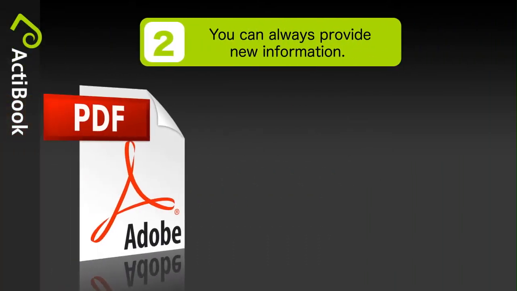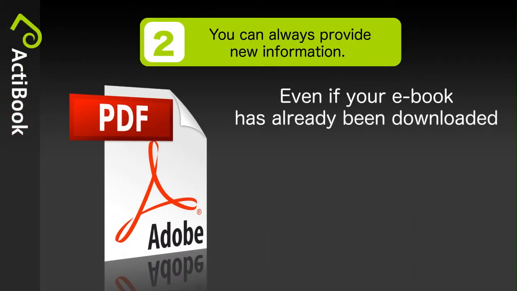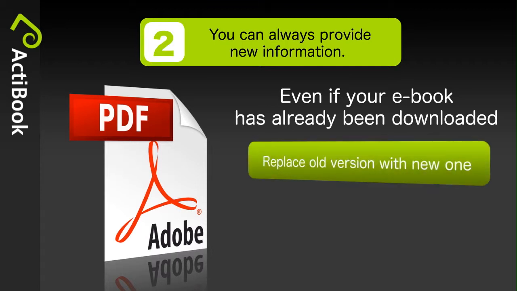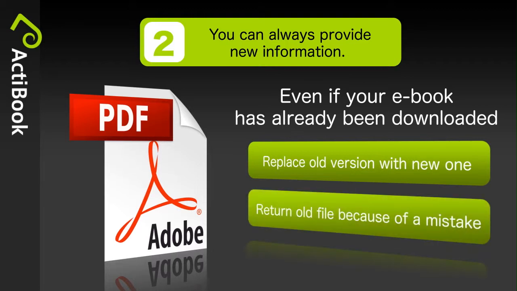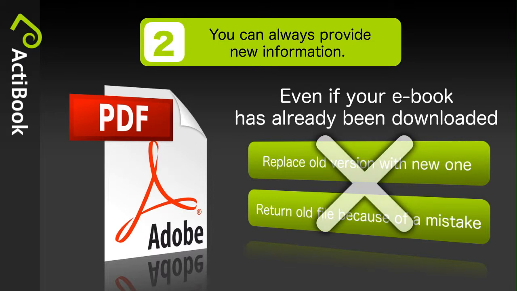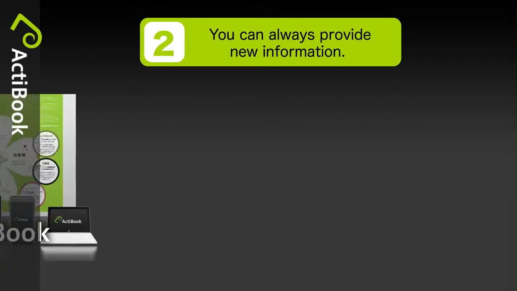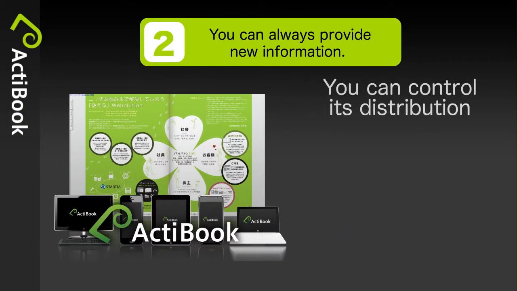With a PDF, once it's been downloaded, the distributor can't control it. You can't just tell everyone, "We've got a new version, so replace your old one," or "That file has a mistake, so send it back." Impossible, isn't it? With ActiBook, you can take control over distribution of your ebooks.